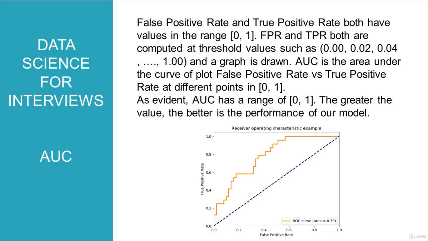So FPR and TPR both have values in the range from 0 to 1. They are both computed at threshold values and a graph is drawn. The area under the curve of the false positive rate versus the true positive rate is given by the receiver operating characteristics curve, and it has a range from 0 to 1. So the greater the value, the better is the performance of our model.